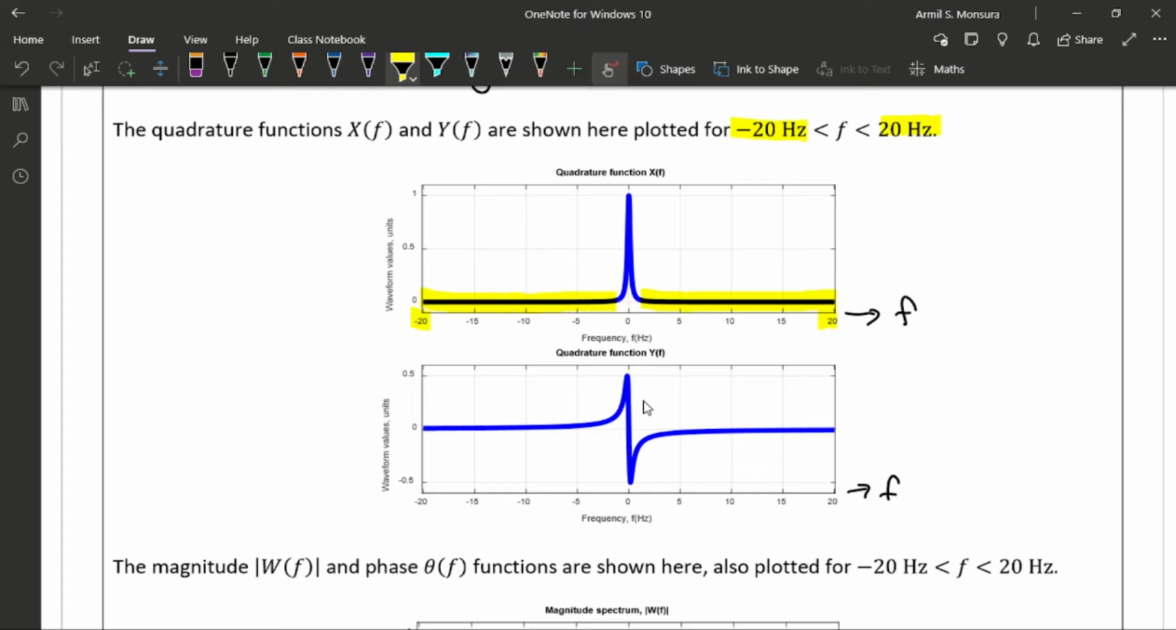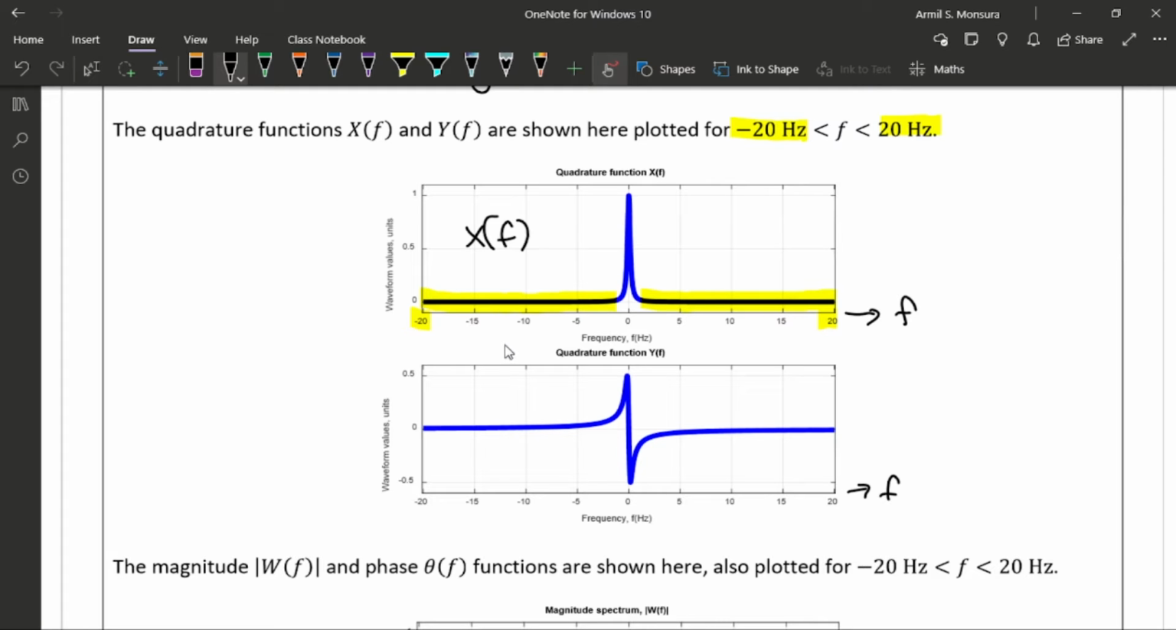But still, it's also good to plot the frequencies this way so that again you can see that not all frequencies would have a non-zero value. Okay? So again, this X(f), okay? This is the real component of your spectrum, the real spectrum.